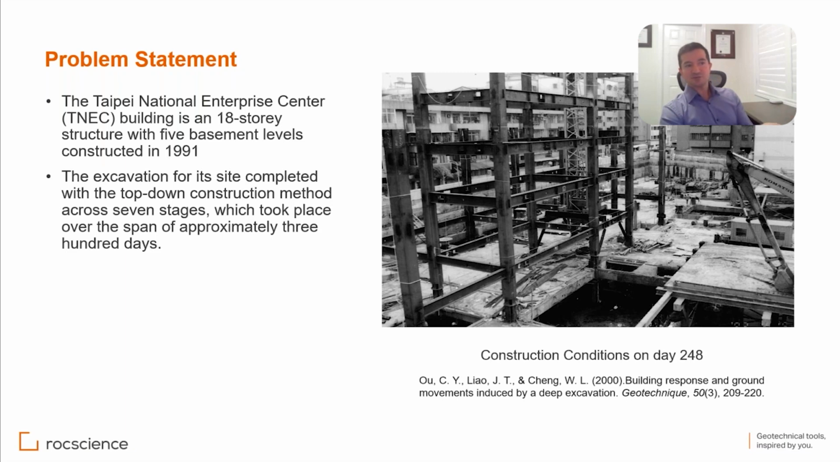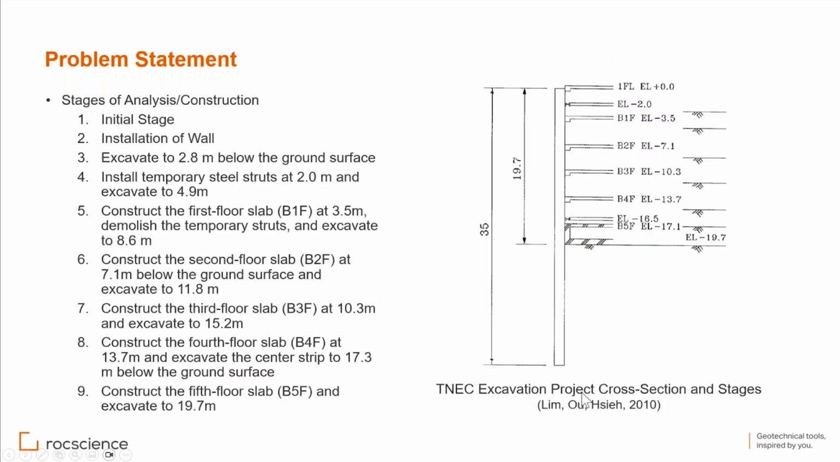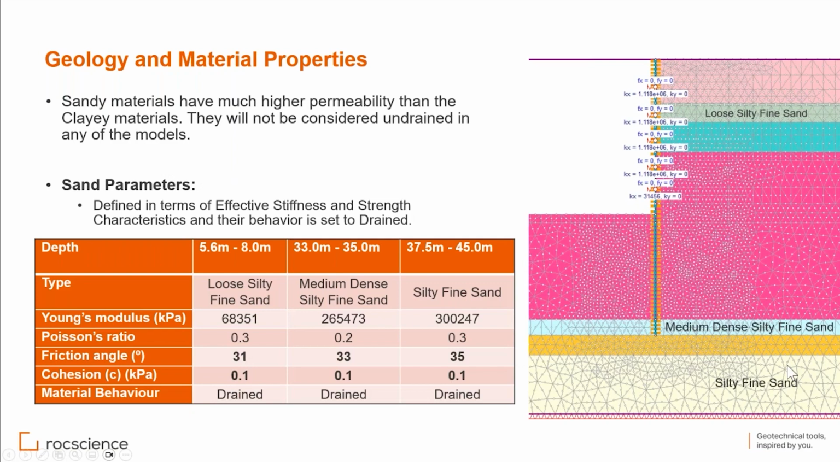The results and material properties that I will present here are from the references that I have here, and also this second one here. The simulation that we run here in RS2 has 9 stages: 7 stages for excavation and 2 stages for the initial stage and also installation of the wall. The rest of them would be excavation and installation of the supports coming in. Looking at the geometry and the mesh on the right side, we have different layers of the material.